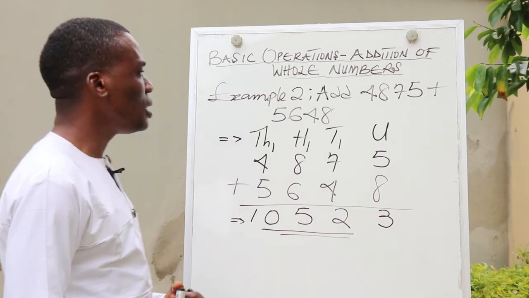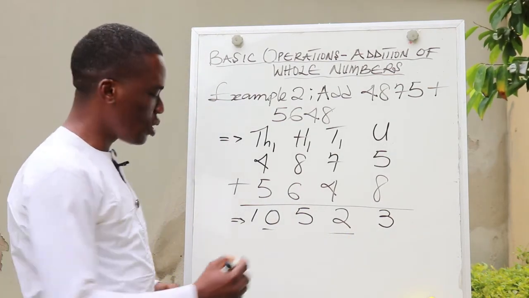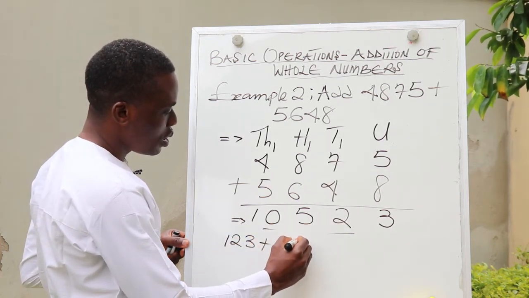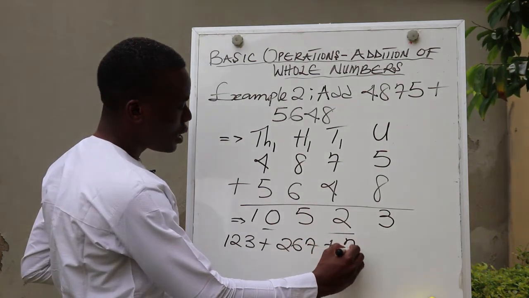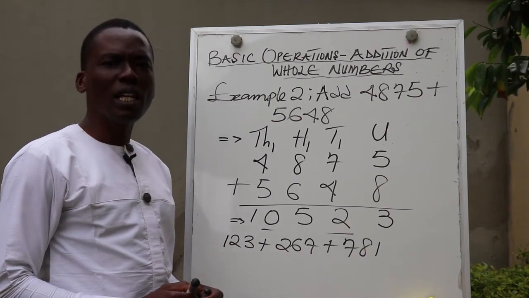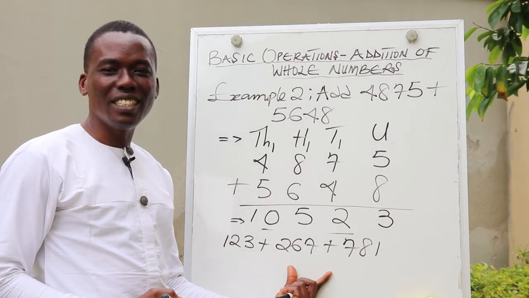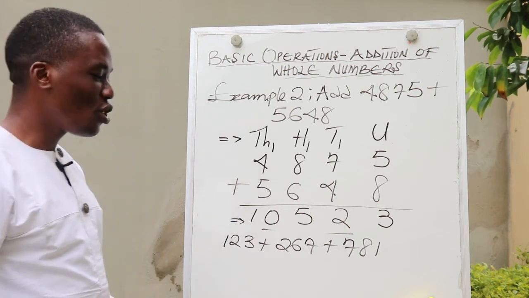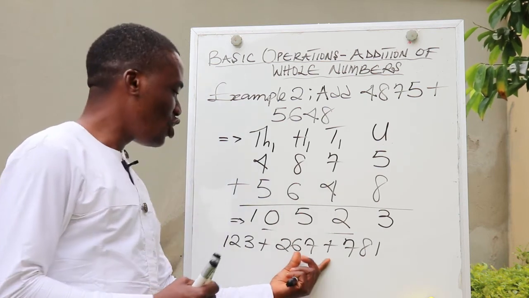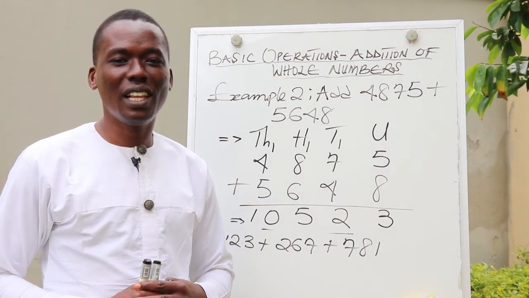Now come to think about it. What if you are given 3 numbers or 3 4-digit numbers like 1 2 3 plus 2 6 7 plus 7 8 1, and you are asked to add these 3 numbers together? Come to think about it, how do you go about solving adding these 3 numbers? Our next video lessons is going to show you how you can use the digit form method or the expanded form method in solving questions that has to do with 3 sets of 4-digit numbers like this.